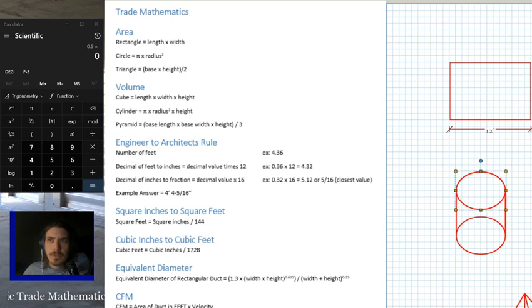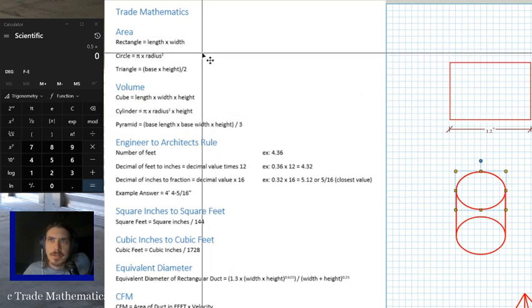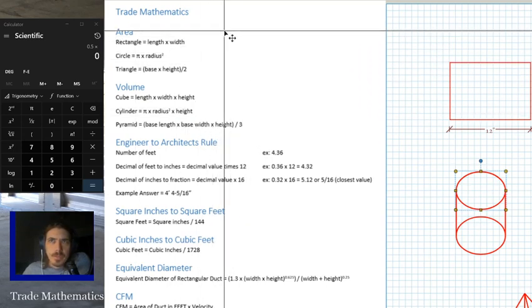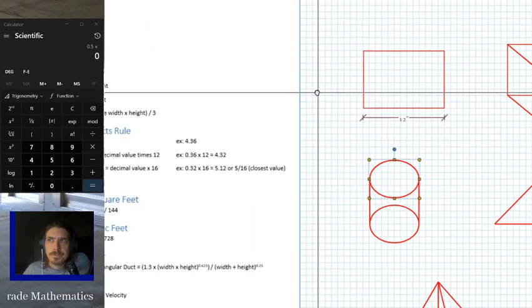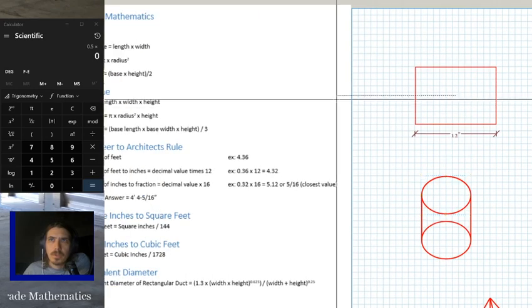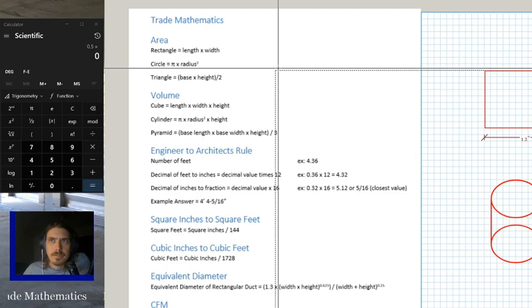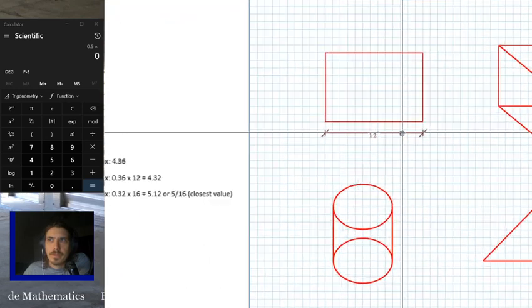The first thing we'll do is area. Area is important because we're going to be learning a lot about load calculations and things like that. So you need to be able to find an area of basic shapes. So area is pretty simple, right? Area is going to be length times width, width times height, whatever.